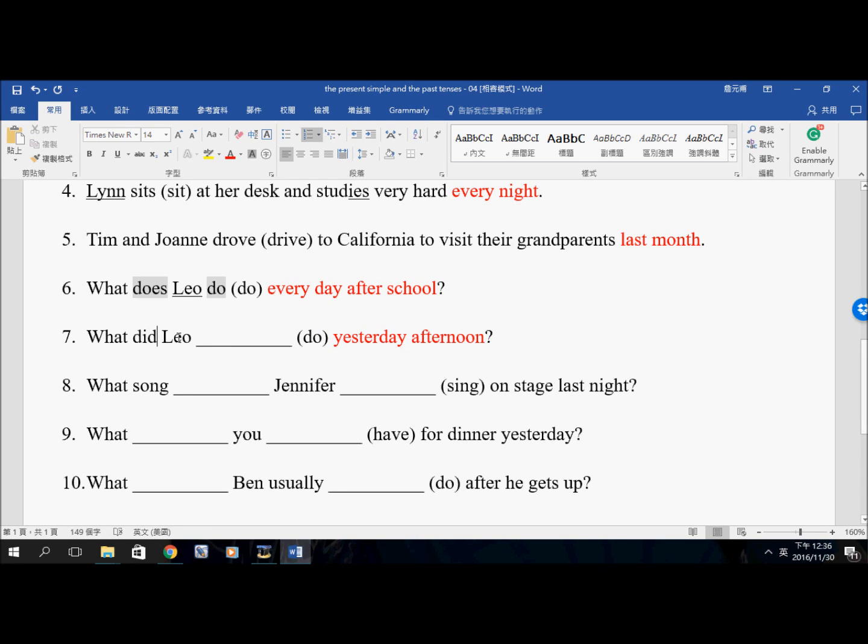So what did Leo? When there's a helping verb, we need to use a base verb after it. So do. When there's a verb, you need a helping verb to make a question. When there's a helping verb in a sentence, remember you need a base verb after it. So the answer is like this. What did Leo do yesterday afternoon?